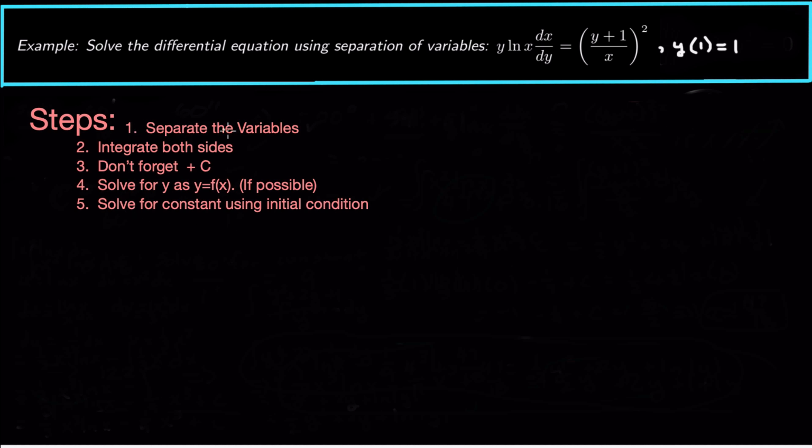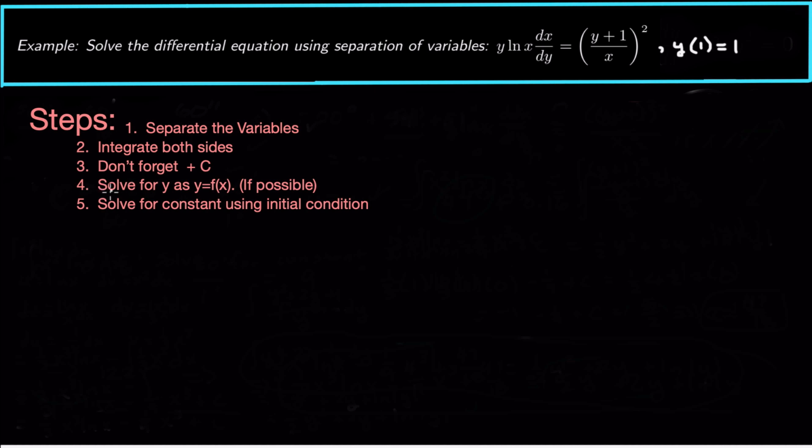So number one, separate the variables on the left and the right. So on the left, I only want one variable. On the right, I want the other variable. And then I'm going to integrate both sides with respect to the variable that's on that side. The next step, don't forget a plus c. You need a plus c either on the left or the right. I usually like to put it wherever x is.